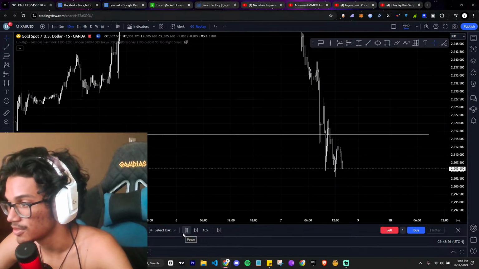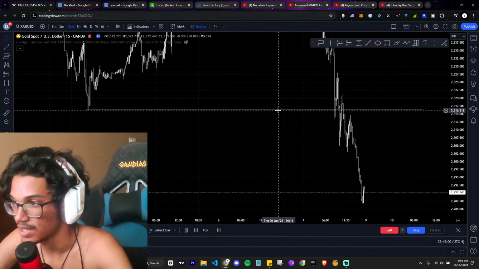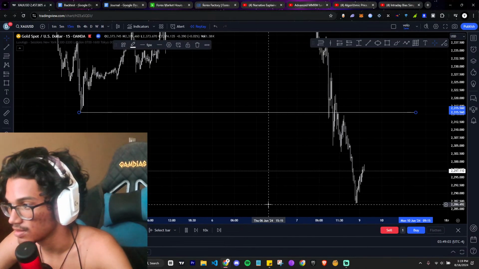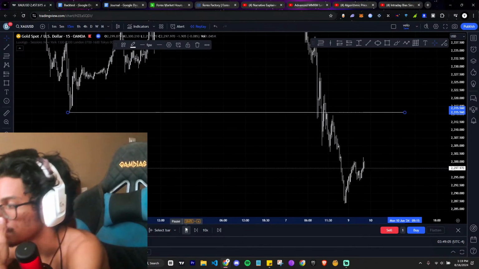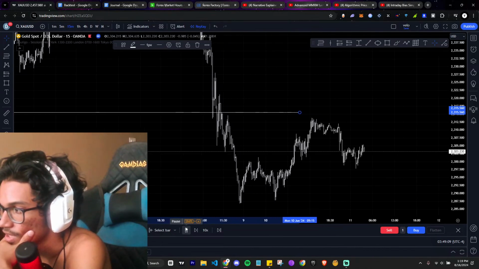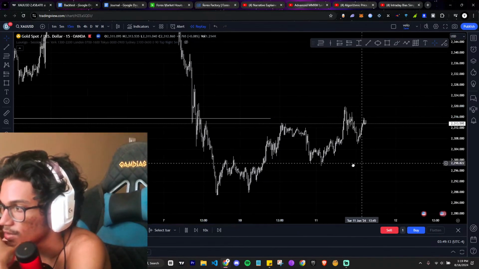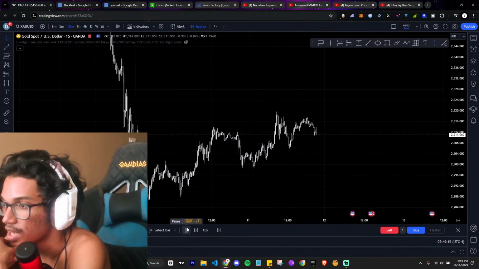Okay, so let's wait for some sort of displacement above this, because right now it's just manipulating, honestly. It's sweeping liquidity. Let's wait for it. Come on, go higher, go higher, go higher.